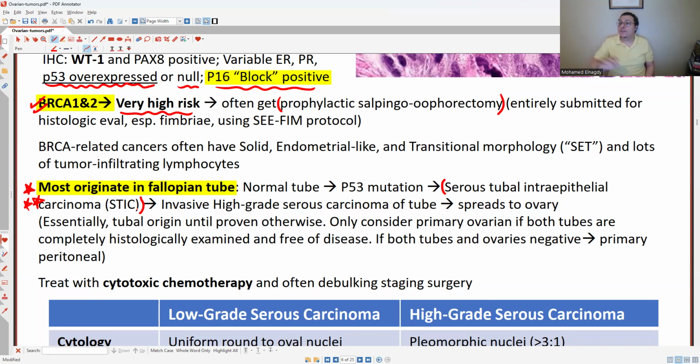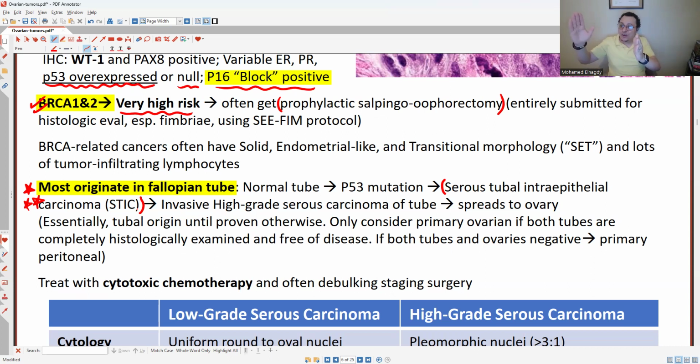So you have a case in which they remove the uterus, bilateral fallopian tubes and ovaries, okay, for high-grade serous carcinoma. And you have high-grade serous carcinoma in the endometrium, fallopian tube, and the ovary.